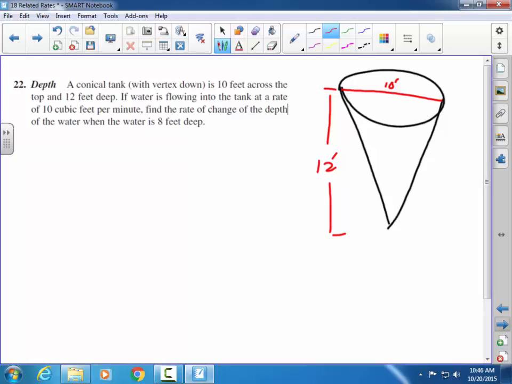Water is flowing into the tank at a rate of 10 cubic feet per minute. Tell me what 10 cubic feet per minute is. So, volume. Cubic feet is volume per minute. Means it's time, right? dV over dt. Are y'all okay with that? It's 10 cubic feet per minute. So that means that water's pouring into the tank at 10 cubic feet per minute.